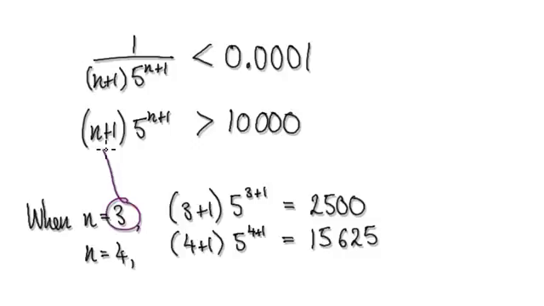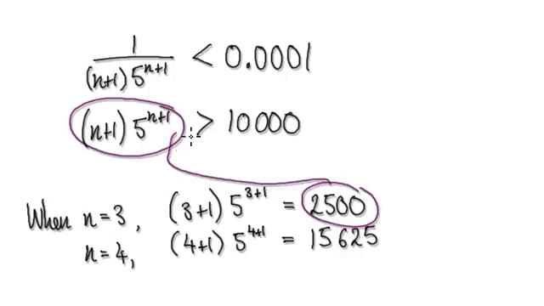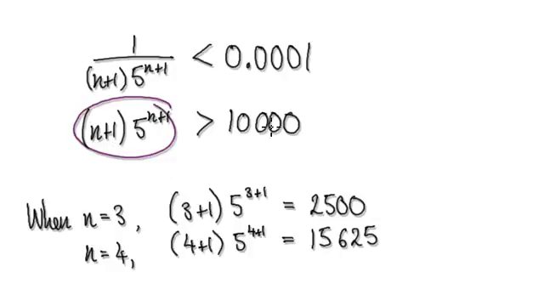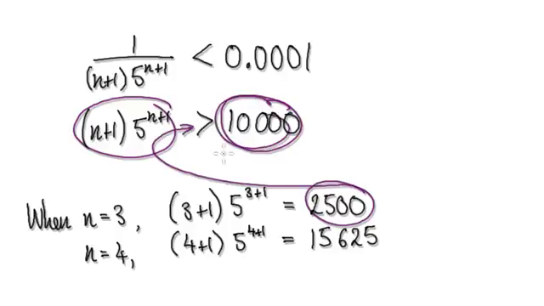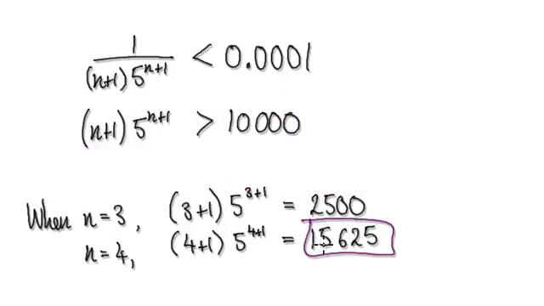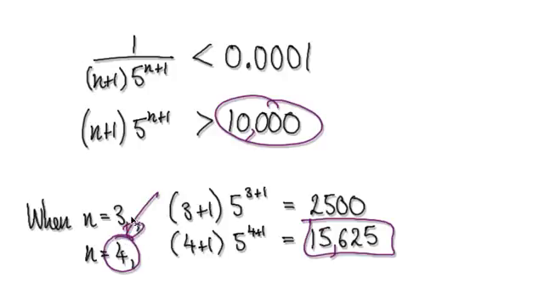When n is 3, put it into here, 3 plus 1, and then put it into here. Well, when n equals 3, this value here is smaller than 10,000. So this is no good. We're trying to search for a value of n where this would be bigger than this. Well, when n is 3, this is smaller than this. Well, when n equals 4, it actually becomes this, which is bigger than 10,000. So you will need 4 terms.